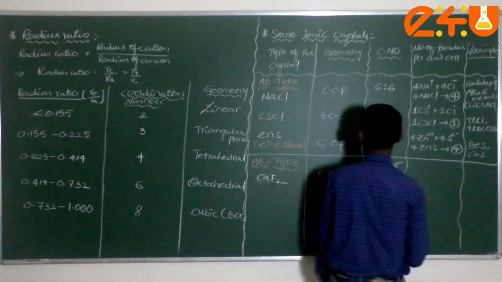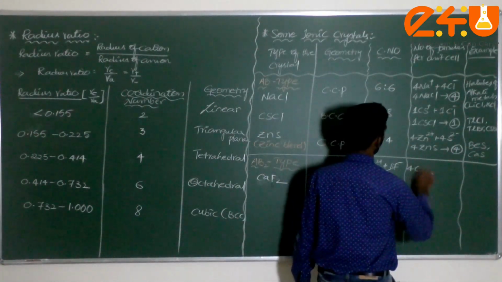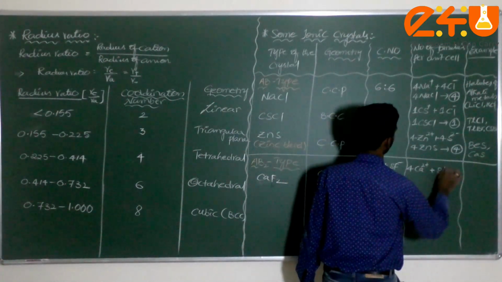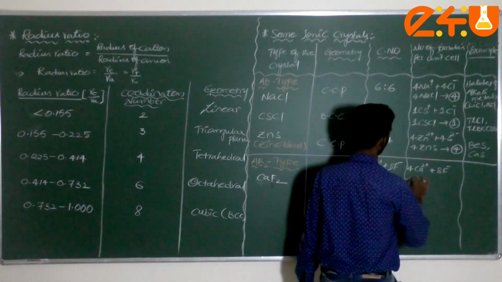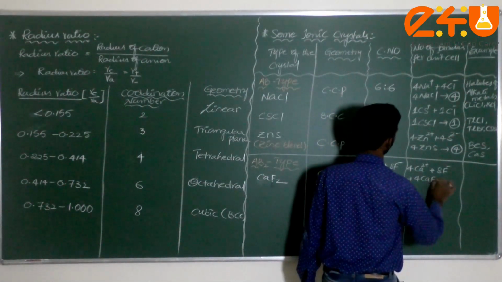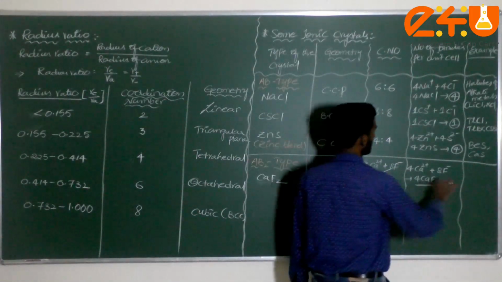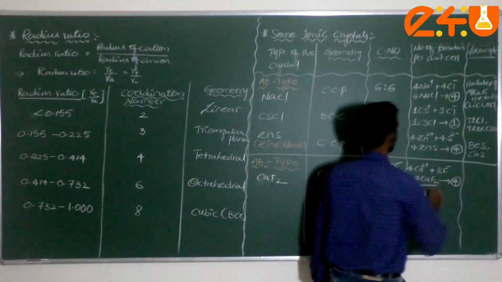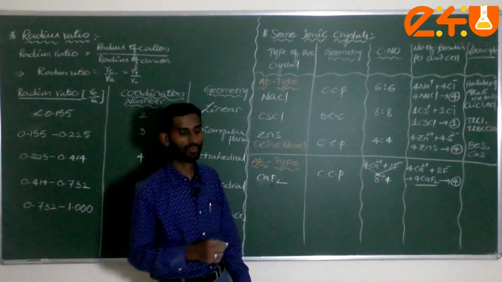Next, the number of formula units. You have to consider the same here: 4 Ca2+ and 8 F minus. Generally we can write 4 CaF2. Then obviously the number of formula units per unit cell is equal to 4.